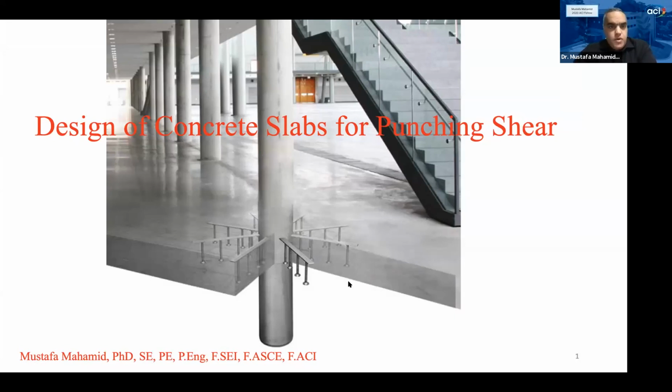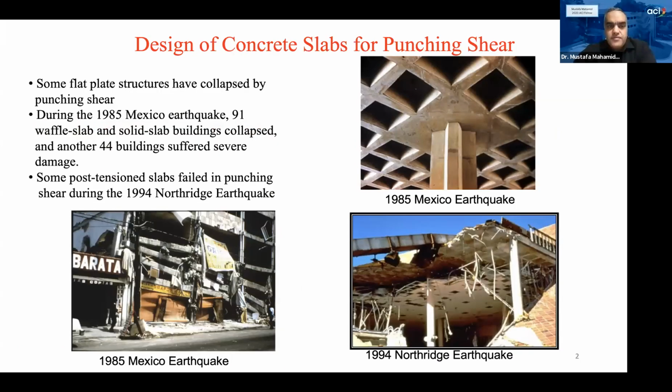Okay, so some of the collapses are shown in the figures here. All of them are related to earthquakes, actually, the ones that are shown here. So during the 1985 Mexico earthquake, about 91 waffle slabs and solid slabs collapsed due to punching shear, and about 44 others suffered severe damage.